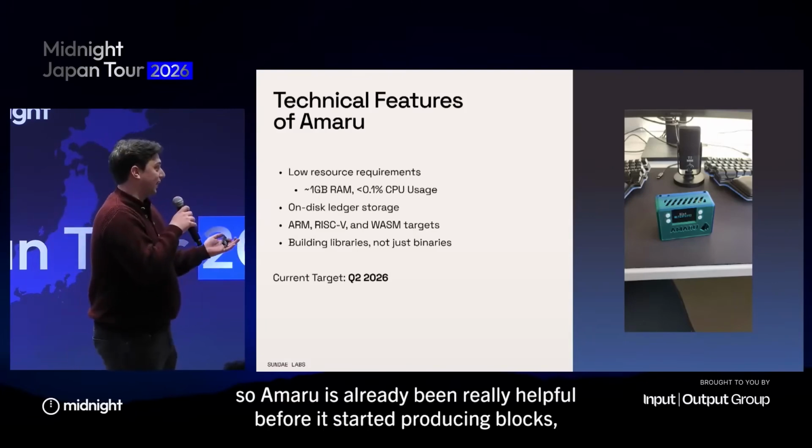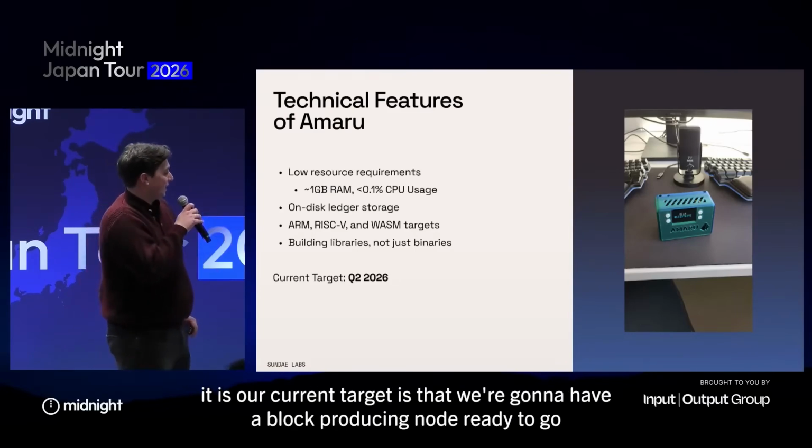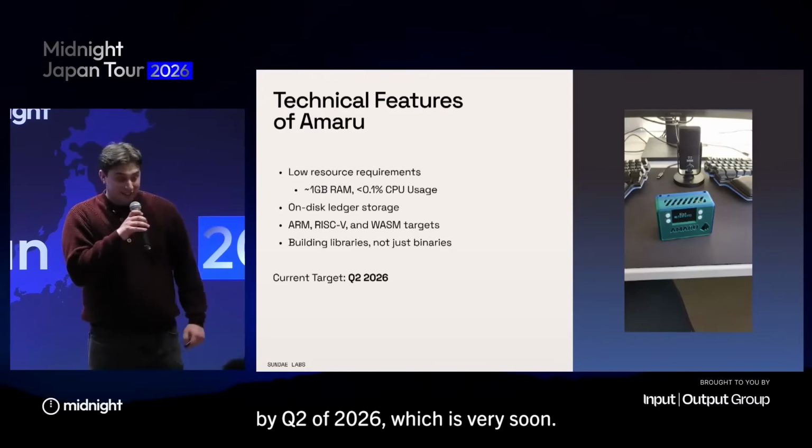So Amaru's already been really helpful before it started producing blocks, but the exciting number that gets everybody really, really hopeful about it is our current target is that we're gonna have a block producing node ready to go by Q2 of 2026, which is very soon.